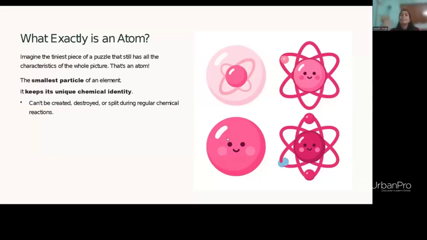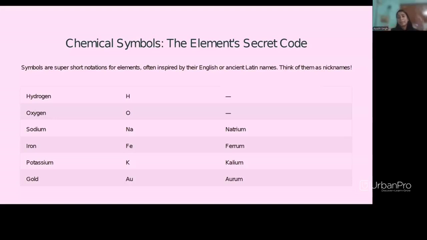Coming to atoms, what exactly is an atom? An atom is the smallest teeny tiny particle of any element, and its chemical identity is the same, which we have discussed, right? So if you take water from any different place, it's going to have the same composition, same mass, everything would be the same, because atoms cannot be created or destroyed or split.